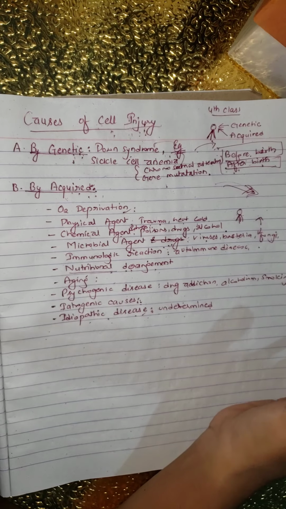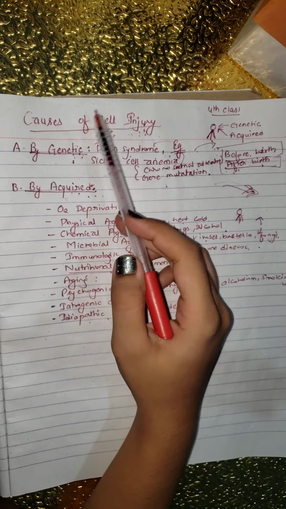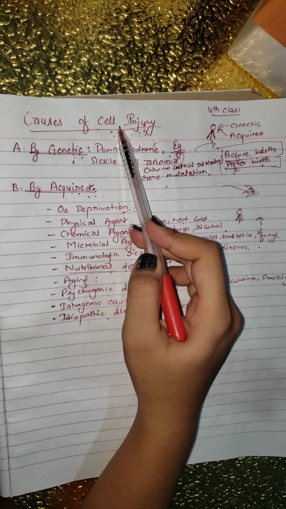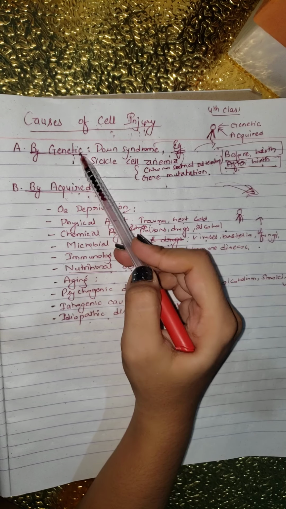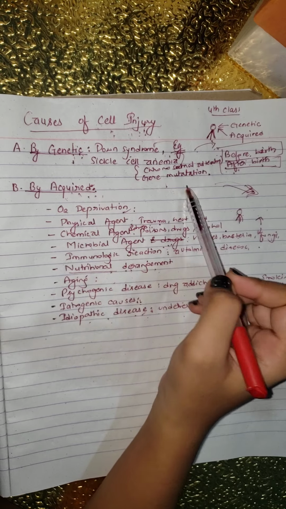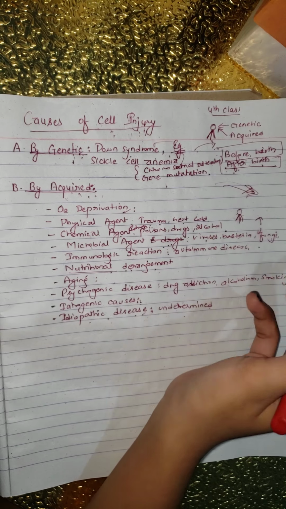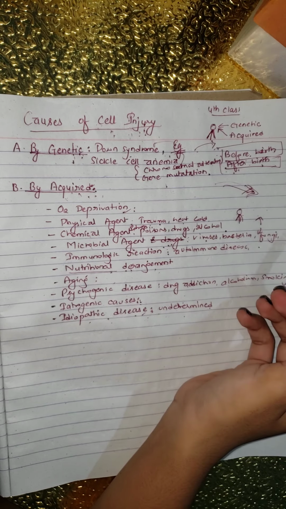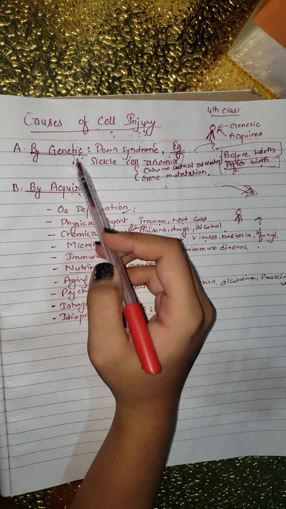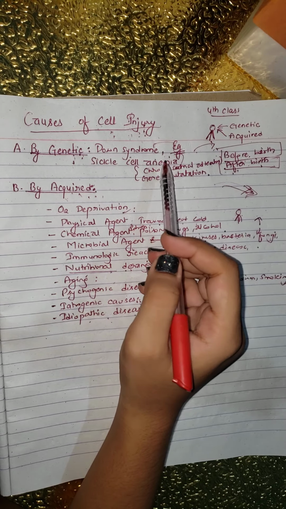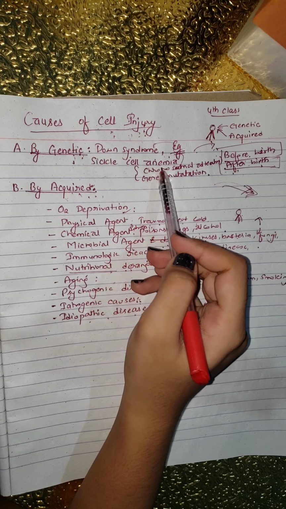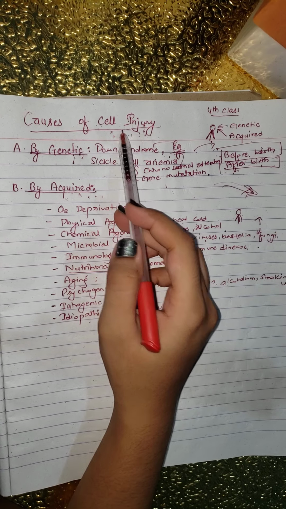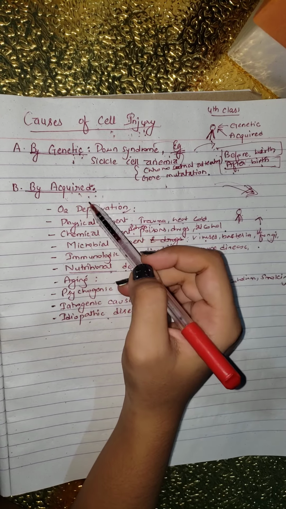So at a glance, we can know that cell injury is caused by two methods: genetic and acquired. Either we are born with the disease or we acquire the disease after we are born. Genetically, there are certain diseases like Down syndrome and sickle cell anemia, which will cause injury to the cells. Next is acquired.